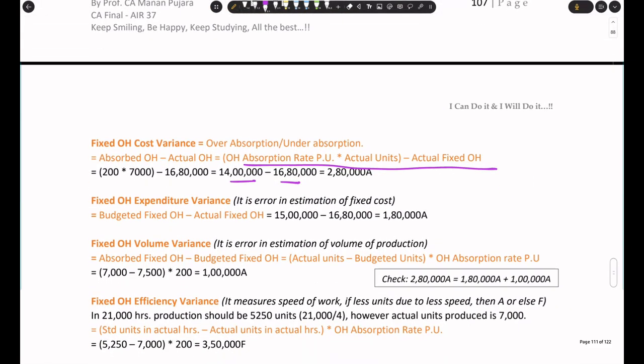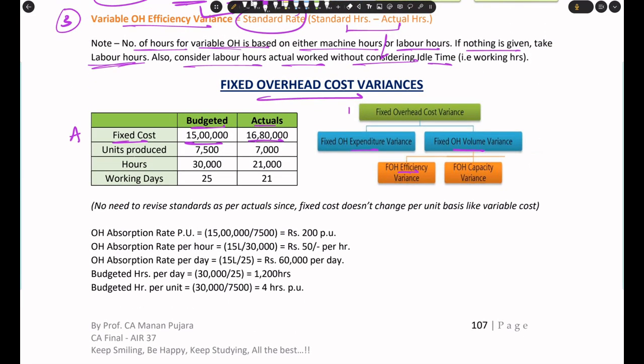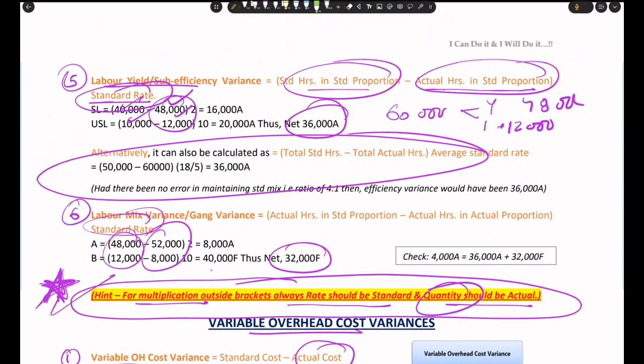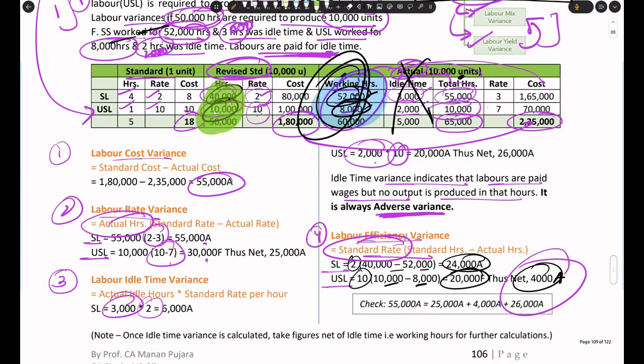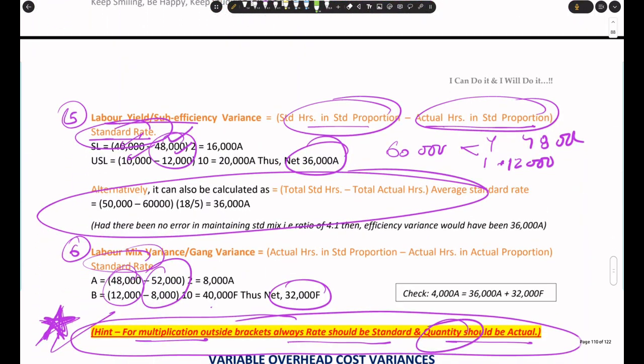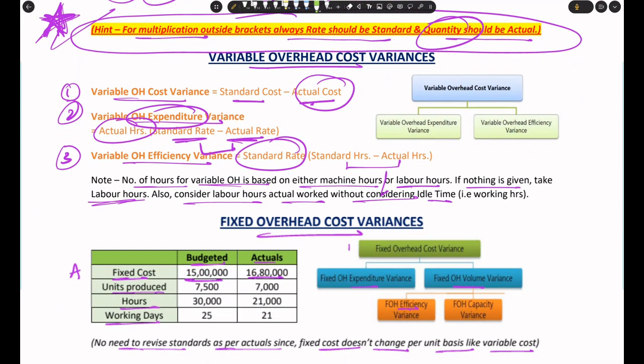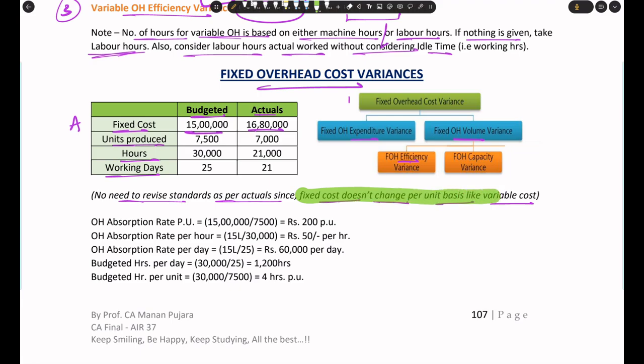Sorry, just ignore what I just said. Let's start from here itself. Units produced are given, hours, working days. No need to revise standards as per actuals, since fixed cost doesn't change on a per unit basis like variable cost. Sir is saying that we don't need to make this column, the revised standard as per actual. This is not needed, because fixed cost doesn't change per unit basis like variable cost. This is the simple logic.